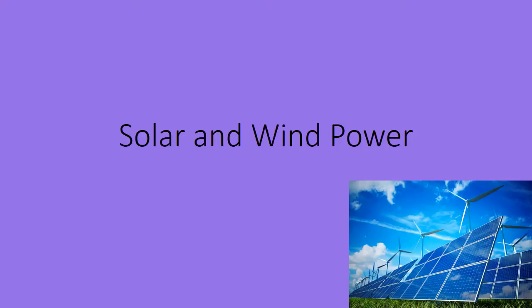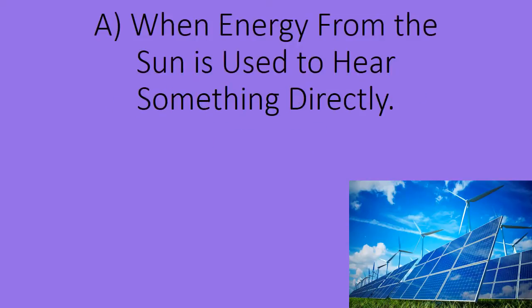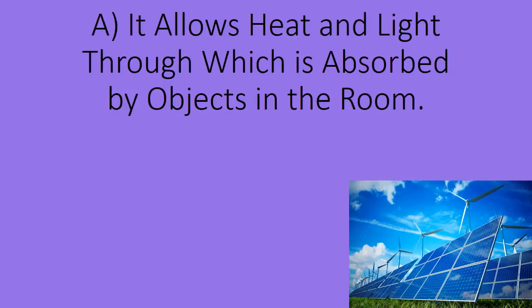Solar and wind power. What is passive solar heating? When energy from the sun is used to heat something directly. How can glass help warm things up? It allows heat and light through, which is absorbed by objects in the room.